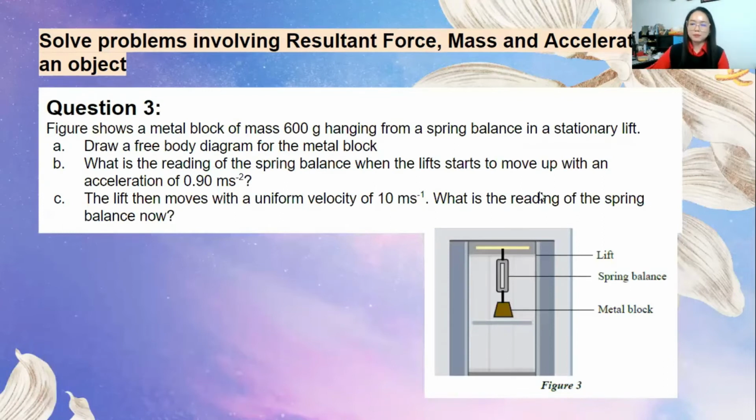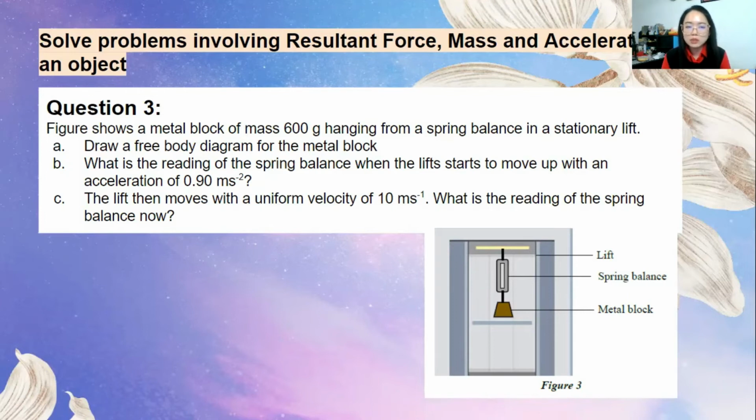Now, question number 3. You may rewatch the video for your understanding. Now let me continue. The figure shows a metal block of mass 600 gram hanging from a spring balance in a stationary lift. Draw a free body diagram for the metal block. Then what is the reading of the spring balance when the lift starts to move up with an acceleration of 0.9 meters per second squared? And then the lift moves with a uniform velocity of 10 meters per second.